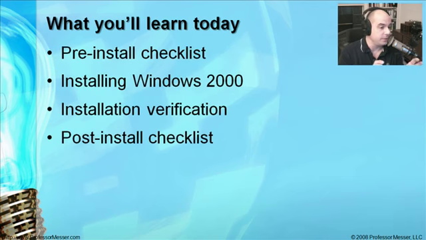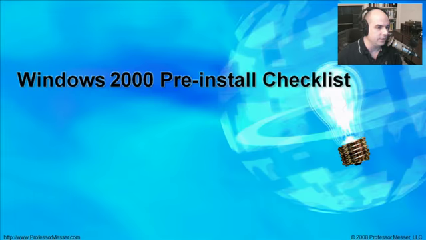In this video, we're specifically going to go through a pre-install checklist. We're going to install Windows 2000. We're going to verify that our installation actually worked. That would be nice. And after the installation, we're going to go through a post-install. Once you have the operating system installed, you're not done. There are some things that have to occur once you've got the operating system completely installed. So let's go through our pre-install checklist.